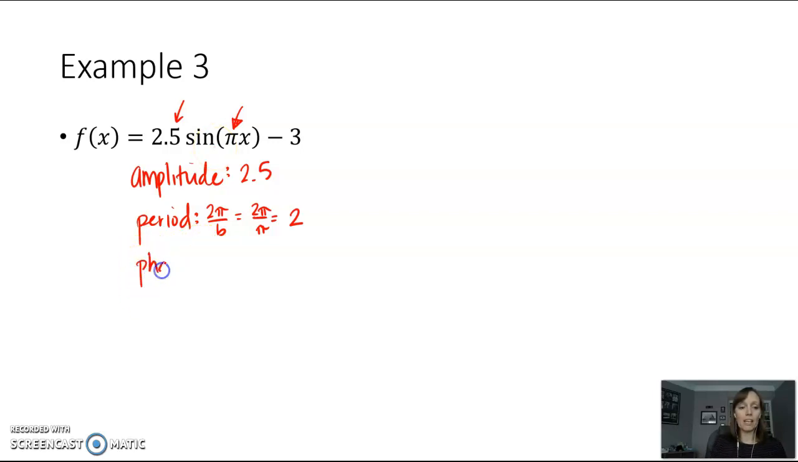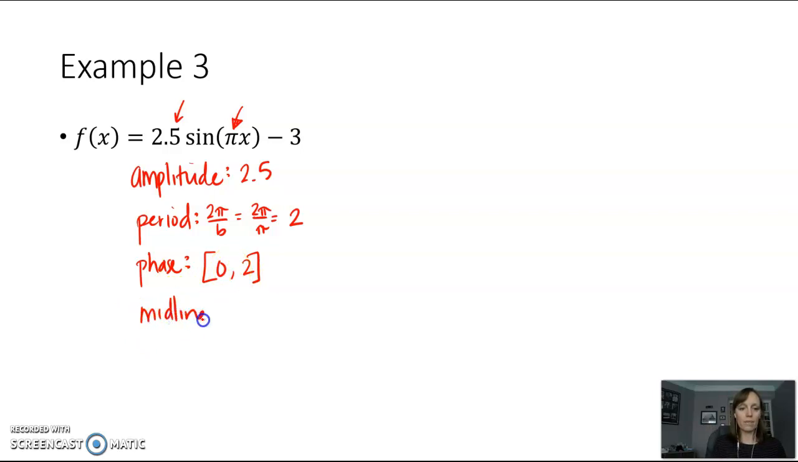Now the phase, this doesn't have anything being added or subtracted inside the function, so this is still going to start at 0 like a normal sine function or basic sine function. And now since the period is 2, that's where it's going to end. So it takes a total distance of 2 to go through a full cycle.